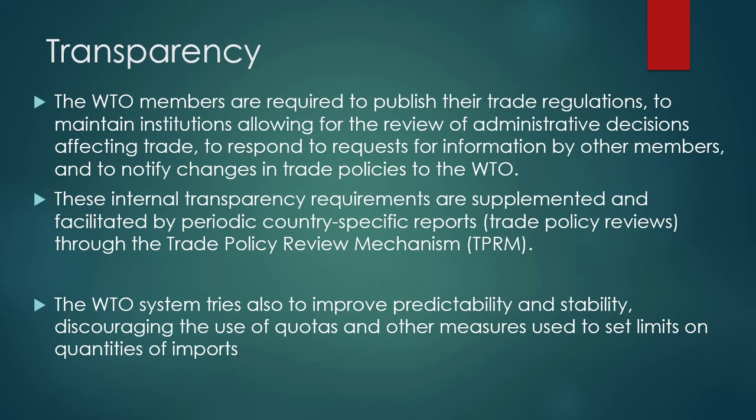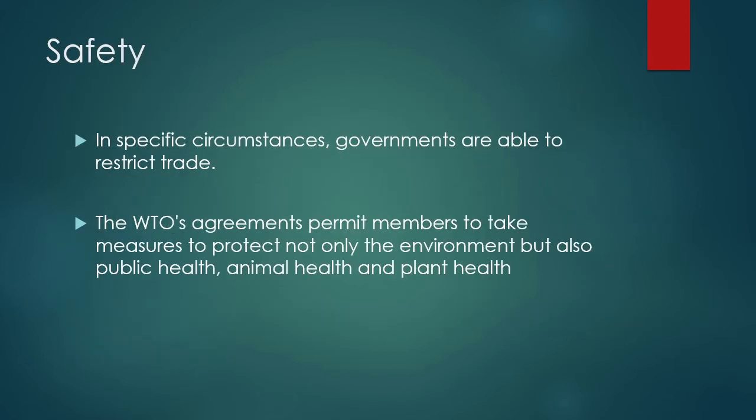The WTO system tries also to improve predictability and stability, discouraging the use of quotas and other measures used to set limits on quantities of imports. The final guiding principle is safety. In specific circumstances, governments are able to restrict trade. The WTO's agreements permit members to take measures to protect not only the environment, but also public health, animal health, and plant health.